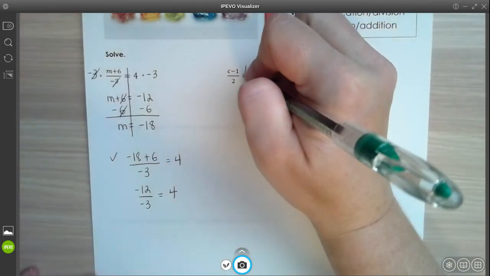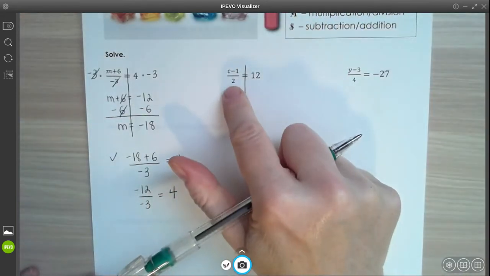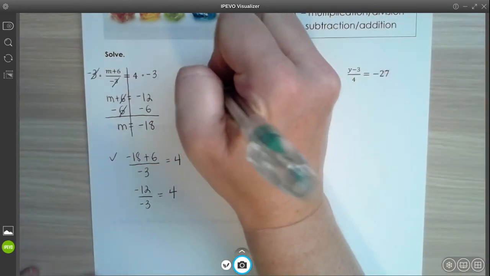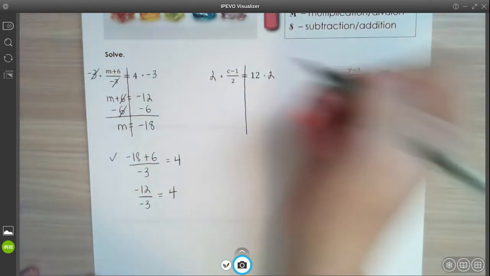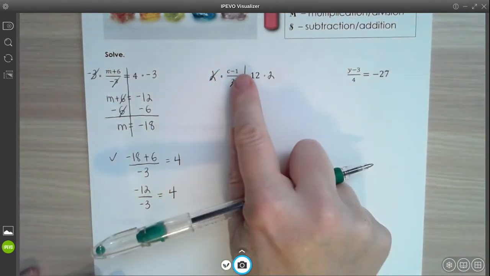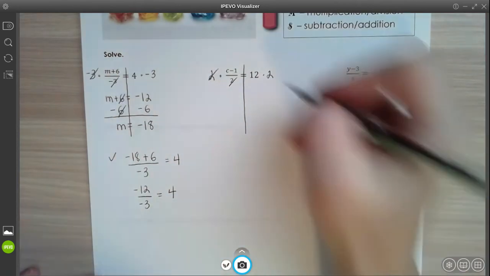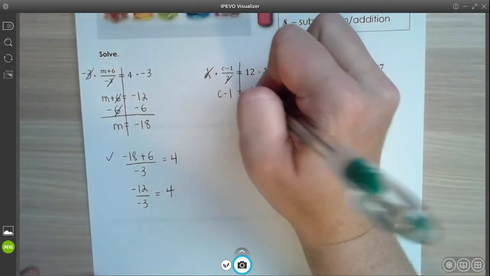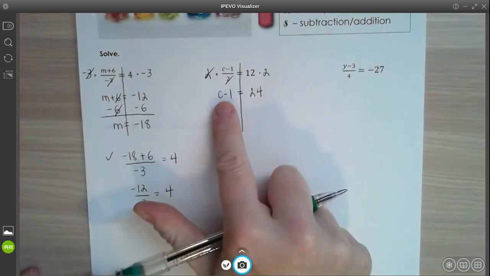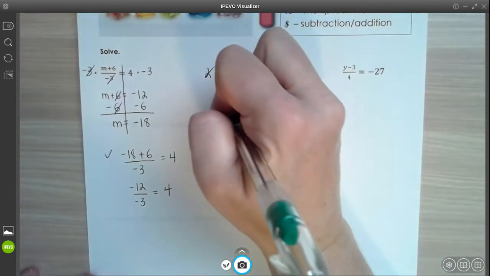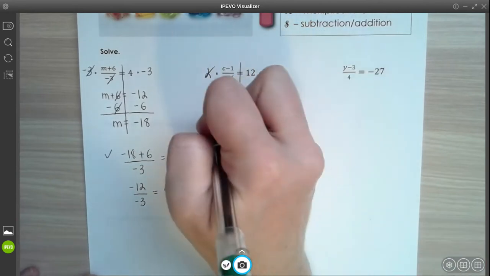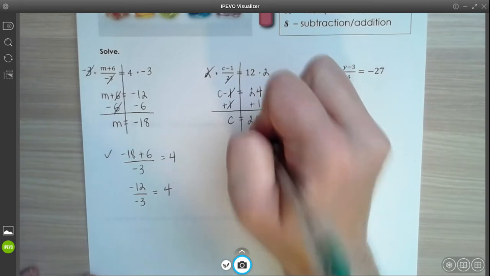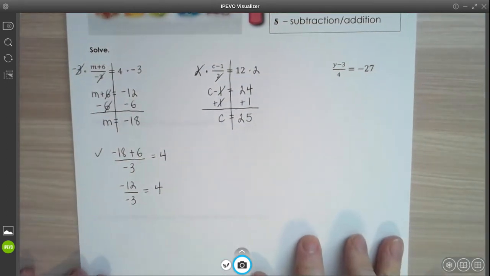Okay, so in this problem, we have this whole thing divided by 2. So to get rid of the fraction, we're going to multiply by 2. Okay, this division by 2 and multiply by 2 cancels each other out. We'll bring down the c minus 1. And on the right, 12 times 2 is 24. Now to get c alone, we're going to add 1 to both sides. And we're going to have c equals 25. Okay, that's my solution to that problem.